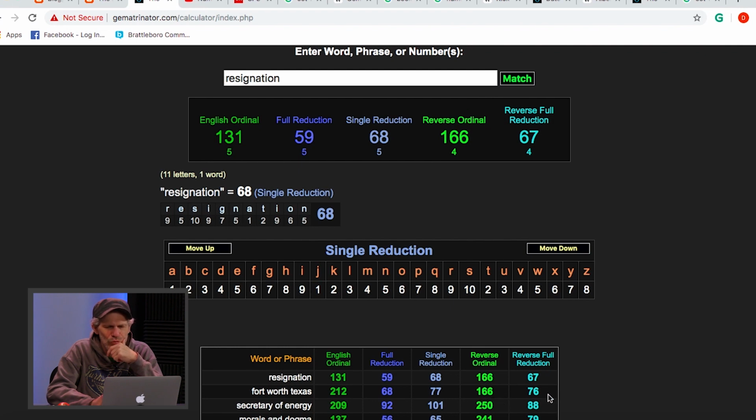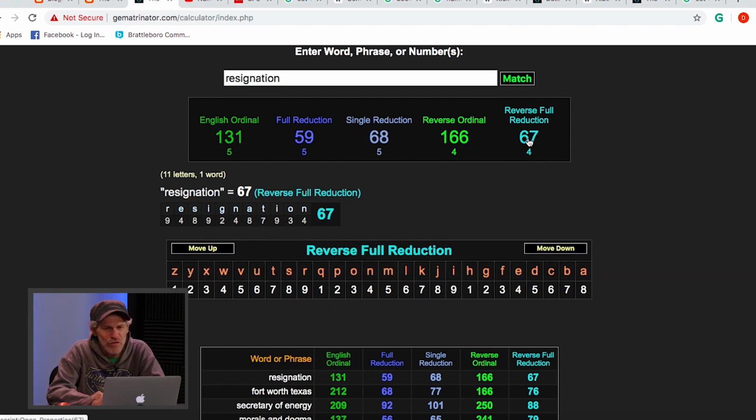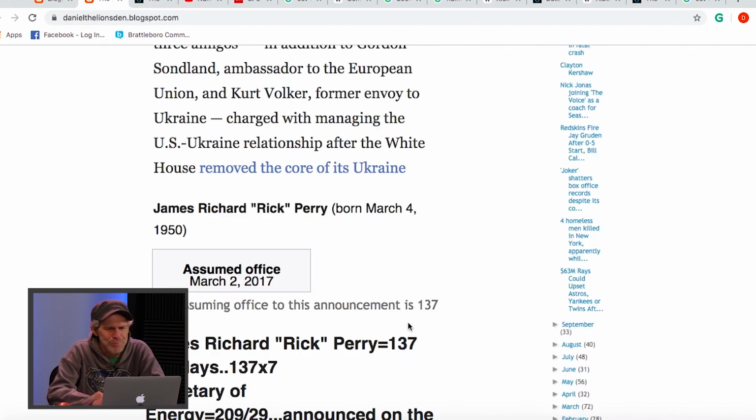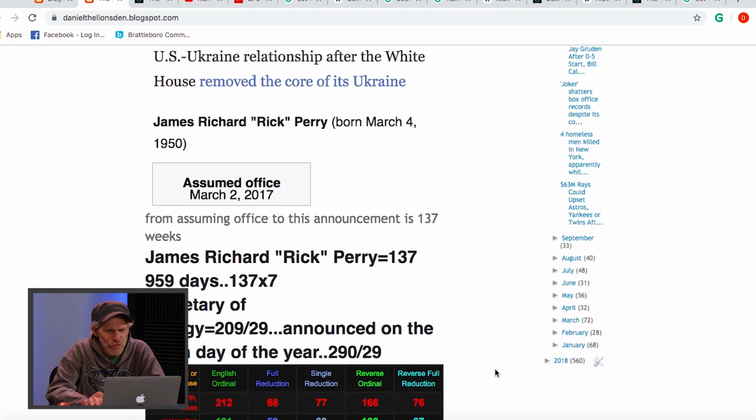And also, in the reverse reduction cipher, resignation is 67, Fort Worth, Texas is 76, the reflection thereof. This is an old Jewish occult practice, and they also read from right to left. We read from left to right, and they read from right to left. So numbers are good forward and backward. So 67 is just the same thing as 76. That's a long-winded explanation of that. So I thought that was interesting.